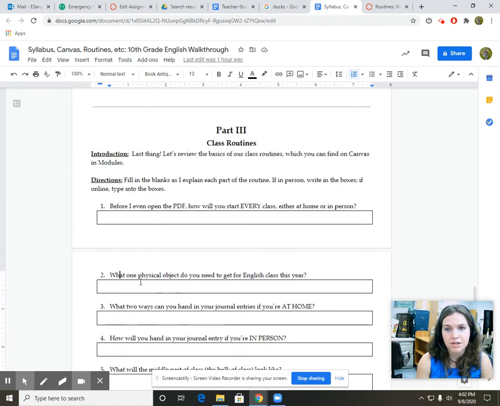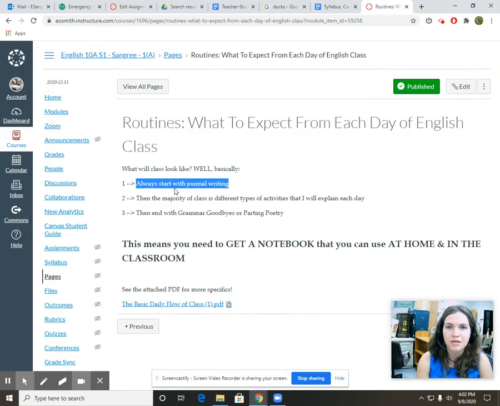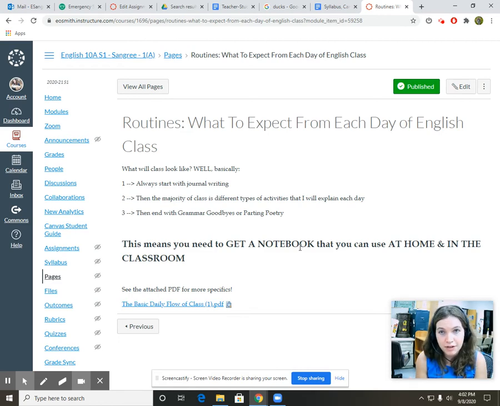Which leads us to question 2. What one physical object do you need to get for English class this year? Well, if I need to be writing in a journal, then I should probably get a notebook. So if you need help getting a notebook, I can hook you up. But in general, you should have a notebook for every class, but also specifically for me, you should have a notebook. And this is both at home and in person. To have a notebook to help you be ready, prepared for class.